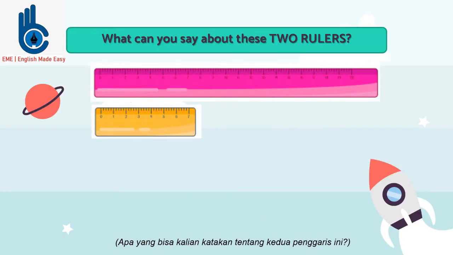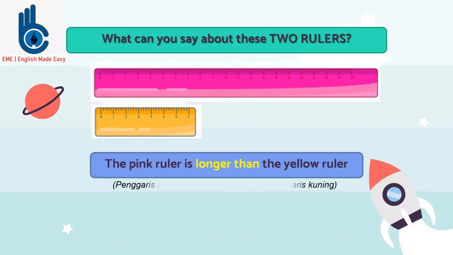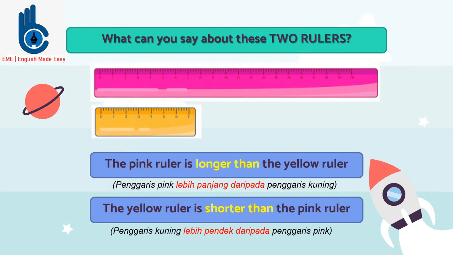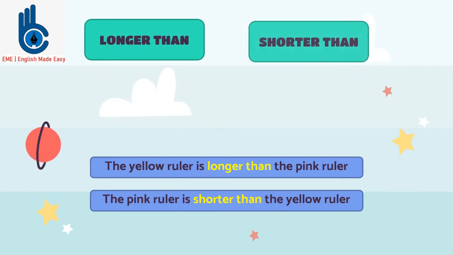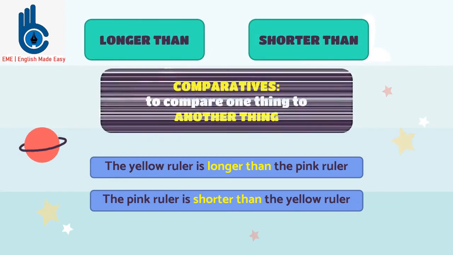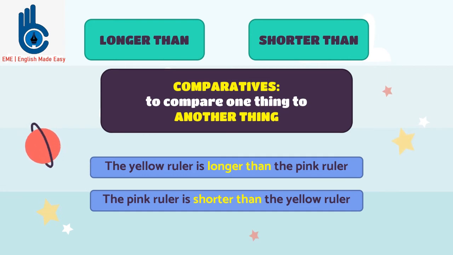What can you say about these two rulers? You can say, the pink ruler is longer than the yellow ruler. Or, the yellow ruler is shorter than the pink ruler. The word longer than and shorter than, they are examples of comparatives. To compare one thing to another thing. Untuk membandingkan satu benda dengan satu benda yang lain.